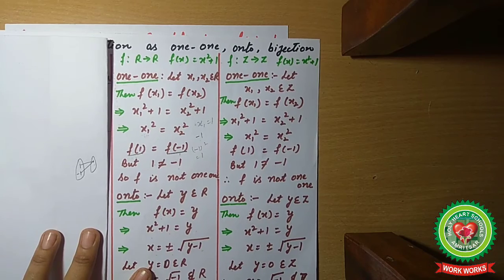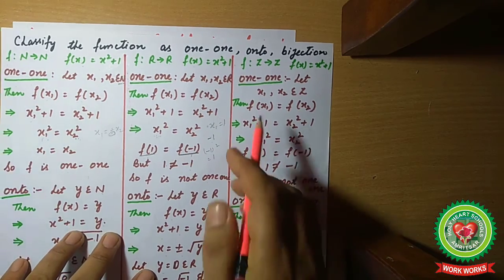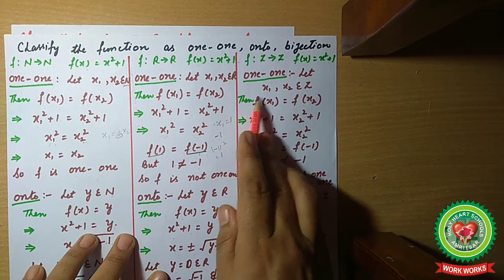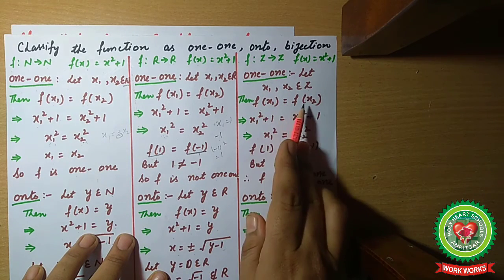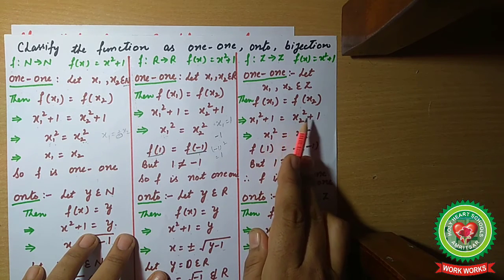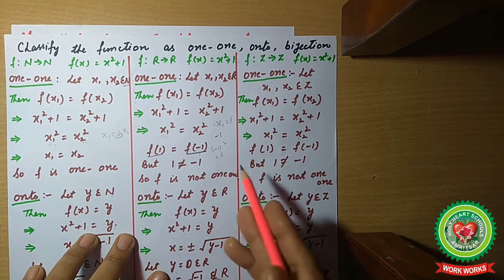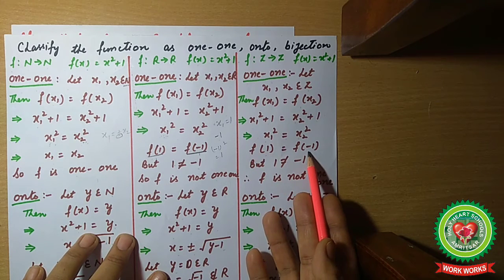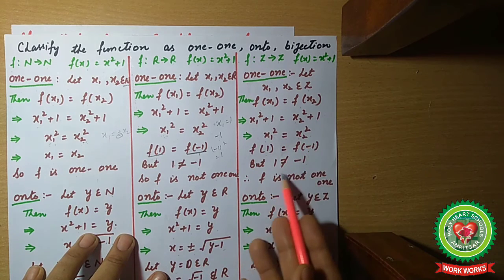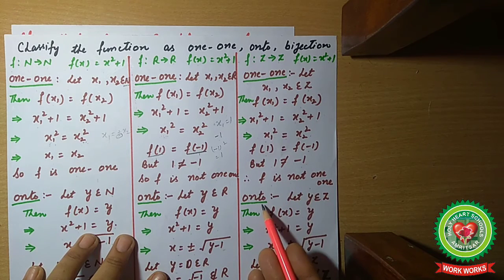Now it's the turn for the integers. If I am taking f from Z to Z, f(x) is equal to x square plus 1, one-one function. Let x1 and x2 belong to Z. So f(x1) is equal to f(x2), x1 square plus 1 is equal to x2 square plus 1. Same case, x1 square is equal to x2 square. But again, f(1) and f(minus 1) both give the same result for the square value. That's why 1 is not equal to minus 1, so f is not one-one there.